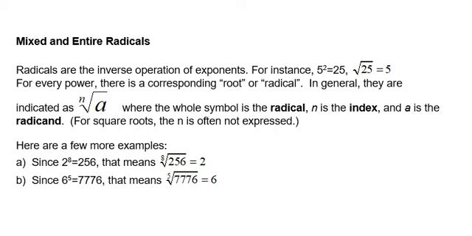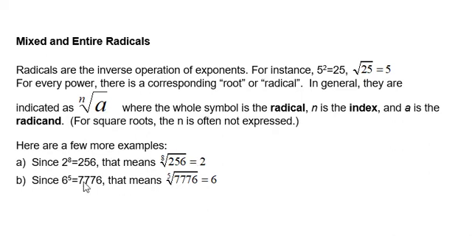The general format that we use to show them is the nth root of a. The whole symbol is called a radical. The little number inside that root sign is called the index, so in this case it's the n, and a is the radicand. If there's no n shown, it's implied to be a square root.